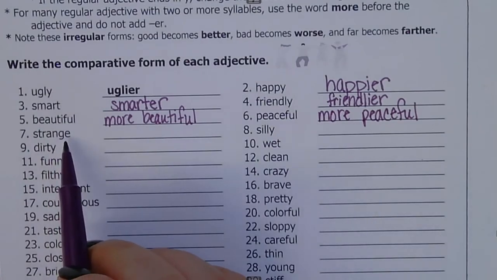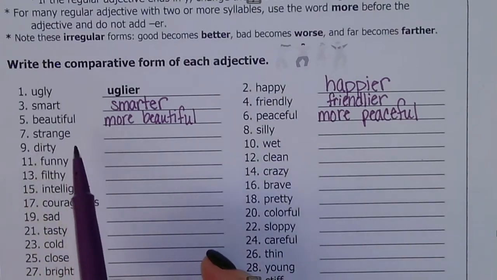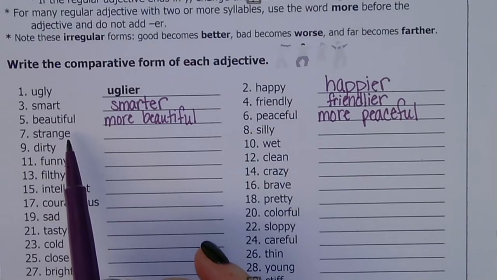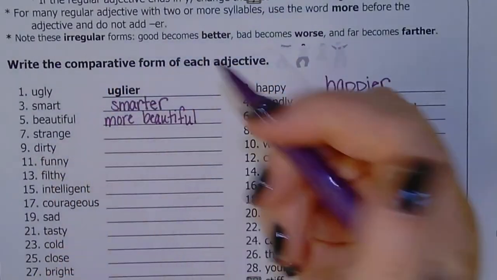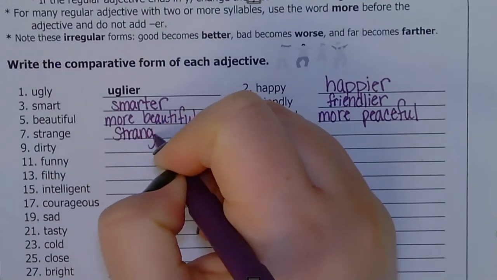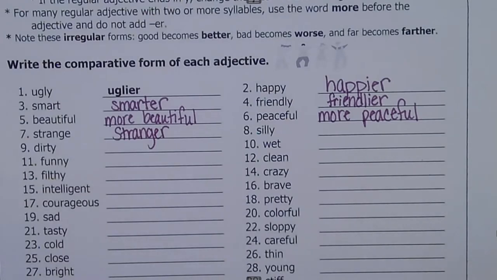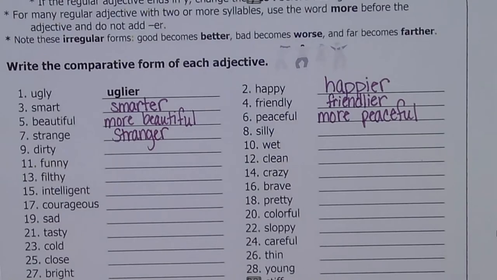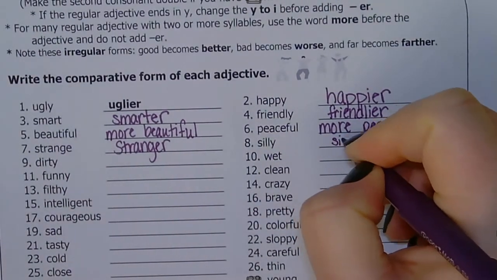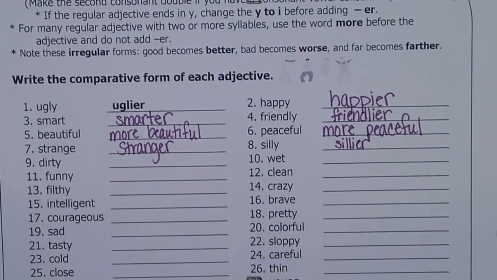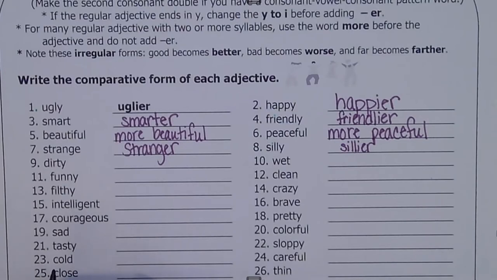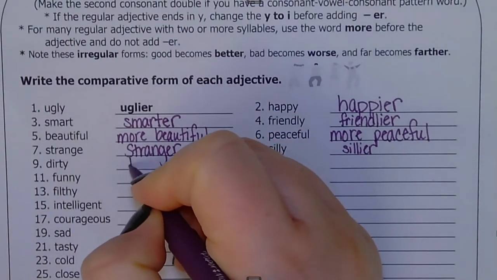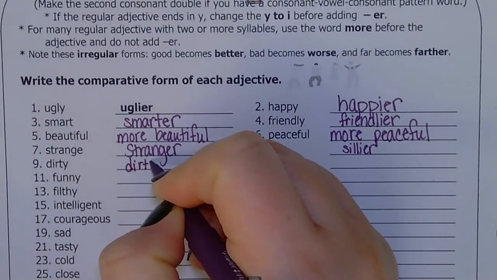Strange. That house seems stranger than your house. Stranger? Yes, you would just add an R on the end. Strange is a one-syllable word, so you have stranger. Number 8, silly. Your sister is sillier than my sister. Funny. Oh, sorry, skipped one. Dirty. His shoes are dirtier than my shoes. Now this ends in a Y, so I'm going to change the Y to an I and add ER.